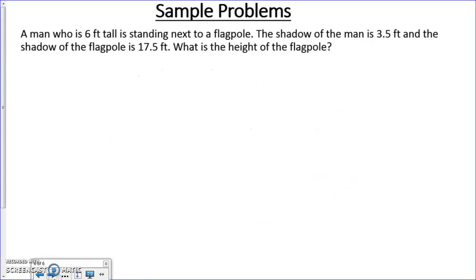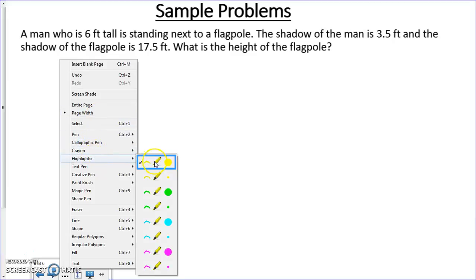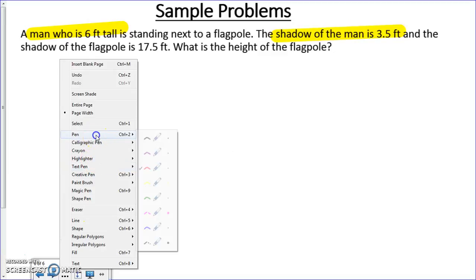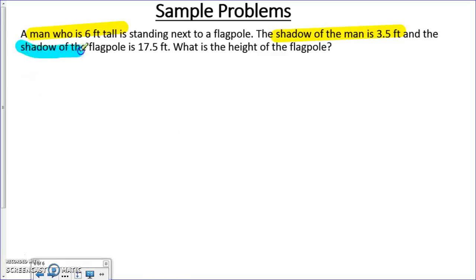Let's do one more. A man who is 6 feet tall is standing next to a flagpole. The shadow of the man is 3.5 feet, and the shadow of the flagpole is 17.5 feet. What is the height of the flagpole? So this is similar to problem number 2. Let's highlight what we know. So the man is 6 feet tall, and the shadow of the man is 3.5 feet. So those two go together. And then we also know that the shadow of the flagpole is 17.5 feet, and we want to know the height of the flagpole.